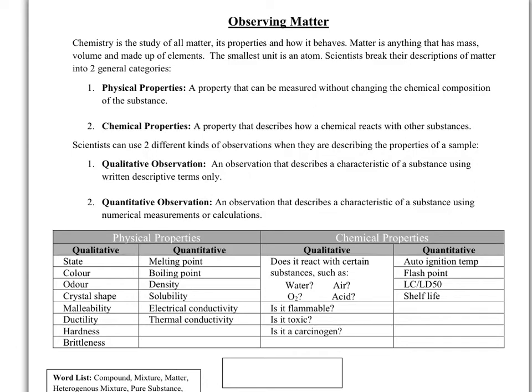Scientists can use two different kinds of observations when they're describing physical and chemical properties, and it all depends on how we record what we observe. A qualitative observation describes a characteristic using just written descriptive terms only, whereas a quantitative observation describes a characteristic using numerical measurements or calculations. Therefore, quantitative observations always include a number.